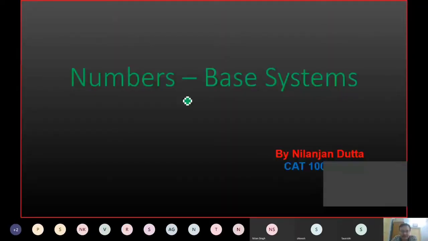So welcome everybody to today's session. I believe some of you have attended a few other sessions on numbers before this. So today we'll be primarily revolving around the concepts on base systems. And after that, we'll also be discussing a couple of problems on the numbers topics that you all have already learned in the previous few sessions.